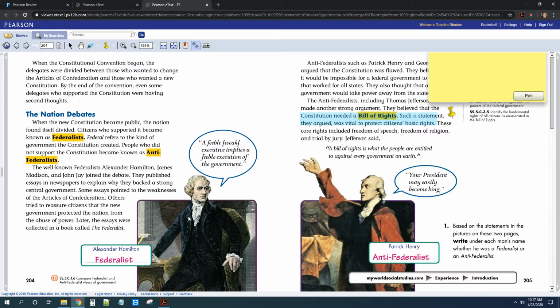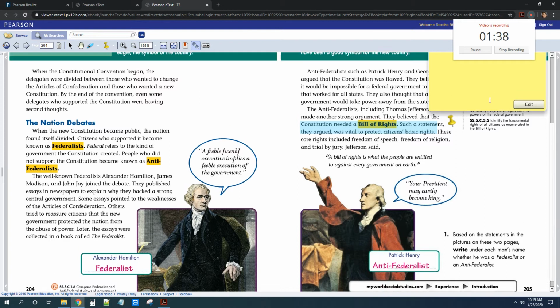Alexander Hamilton was a Federalist. He thought the Constitution would help the country. He actually even wrote a bunch of papers, a bunch of essays to try and convince other leaders that this was what we needed to do to help our country. So make sure for Alexander Hamilton you have Federalist, and for Patrick Henry you have Anti-Federalist.